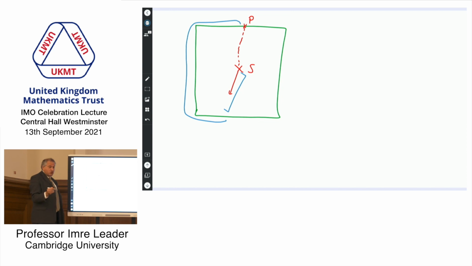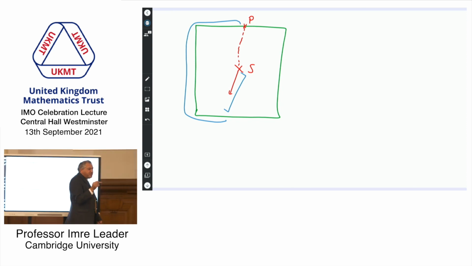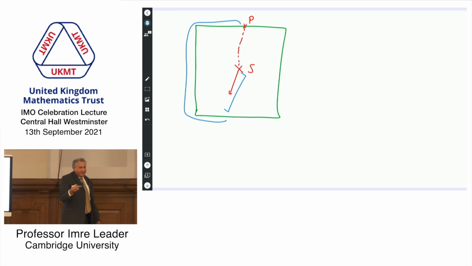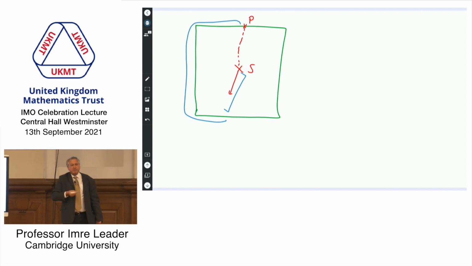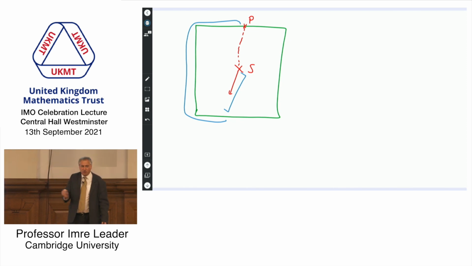Okay, let's try 2 porters. Actually, let me give you guys about 15 seconds to think for yourself about why it's completely obvious that the student can beat 2 porters. And while you're thinking, I'll be drawing the square and the porters and stuff.